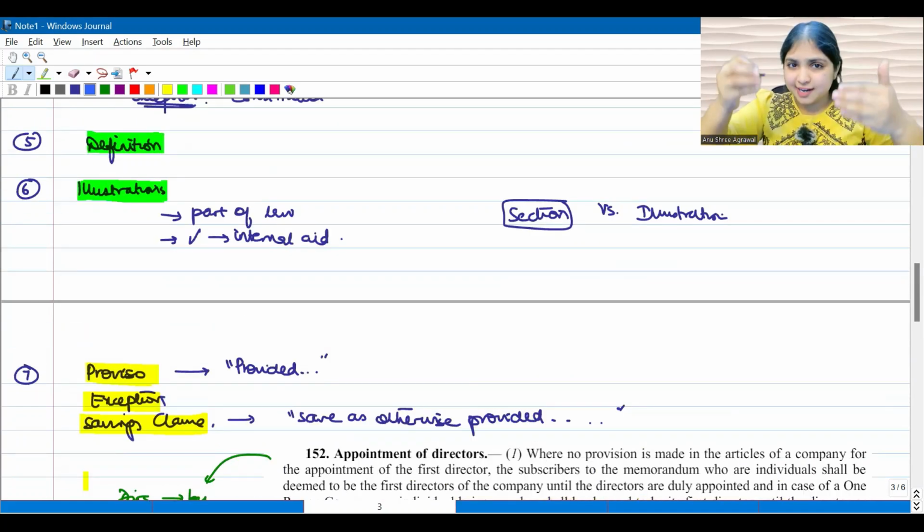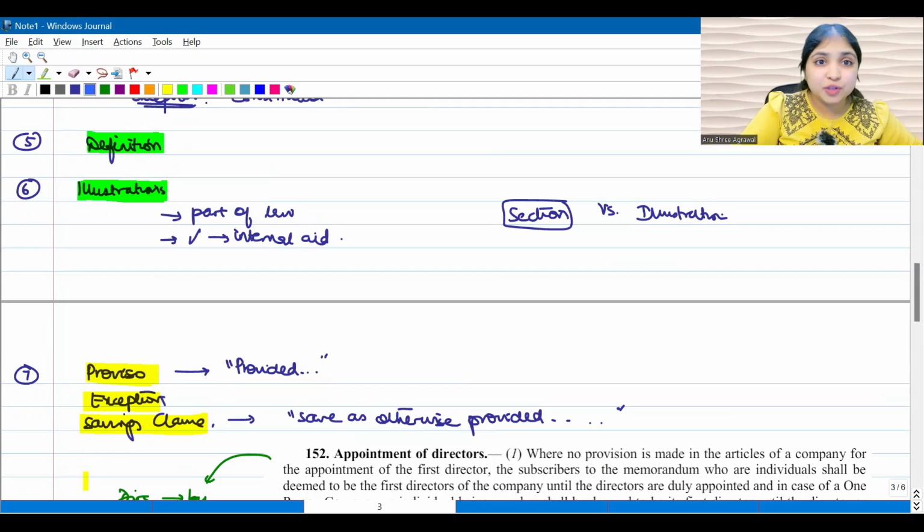Then we learned about the definition section. Whenever we are getting stuck with any word in the act while reading it, of course we can come to the definition section and take help of it. So the definition section is one of the most important internal aids. Various types of definitions we have: extensive definitions, exhaustive definitions, ambiguous definitions, and definitions subject to contrary context.